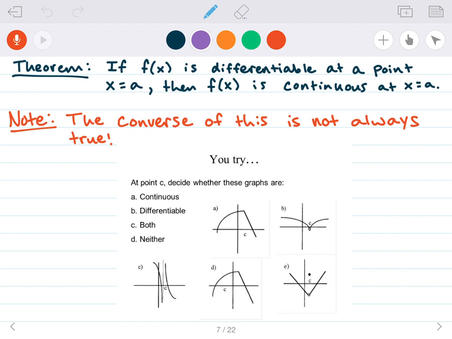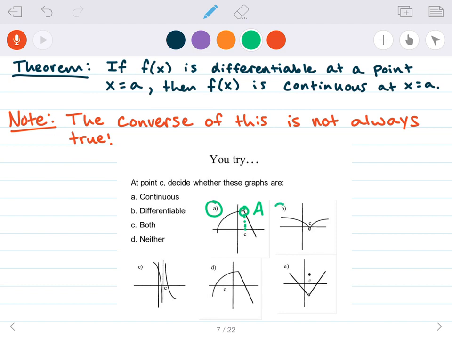It says, at point c, decide whether these graphs are continuous, differentiable, both, or neither. All right, let's look at this first one. Here is x equals c at this point right here, and it's a corner. So remember, corners are not differentiable. However, it is continuous because there's no open circle, there's no jumps, there's no asymptotes. It's continuous but not differentiable. So the answer here is just A. Continuous but not differentiable.